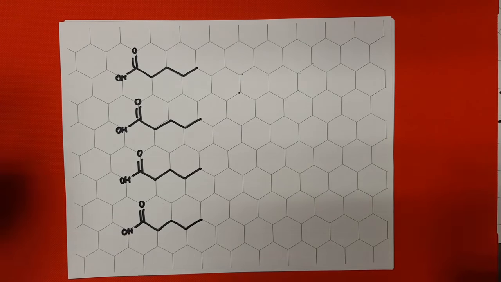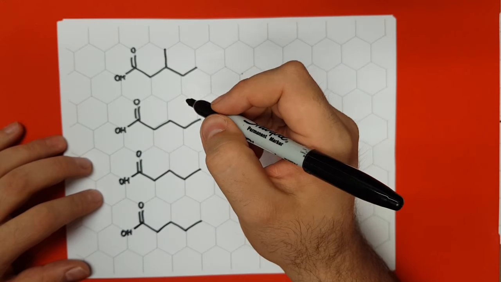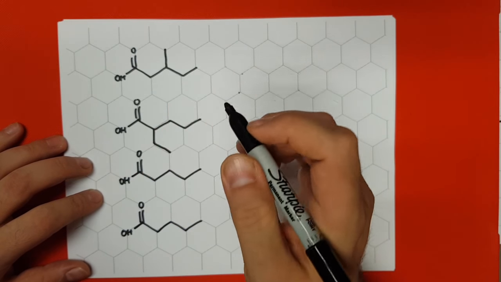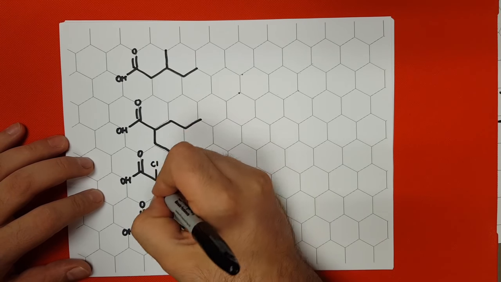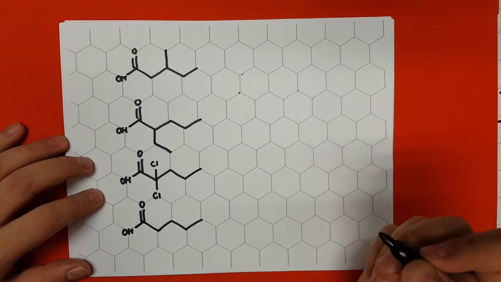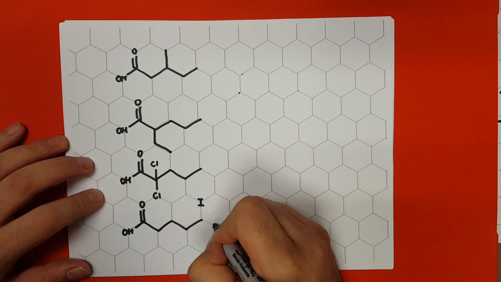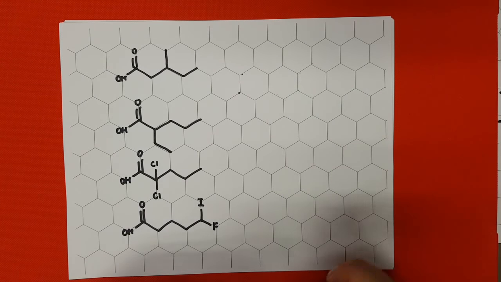And let's just add stuff here. I'm going to add 1 branch here. I'm going to add another branch here. I'm going to add a halogen right there and another one right here. And then here I'm going to add more halogens, for example.